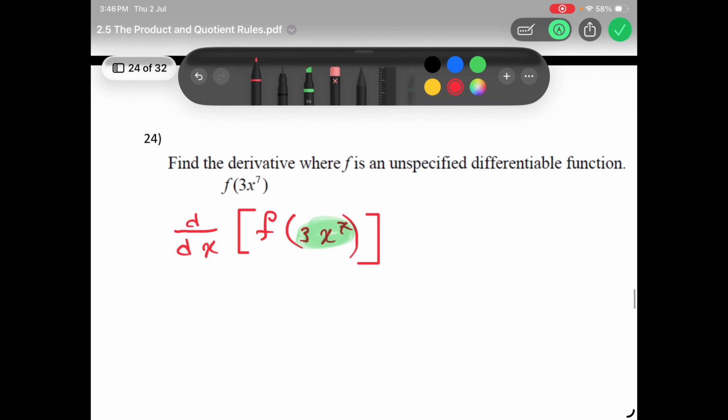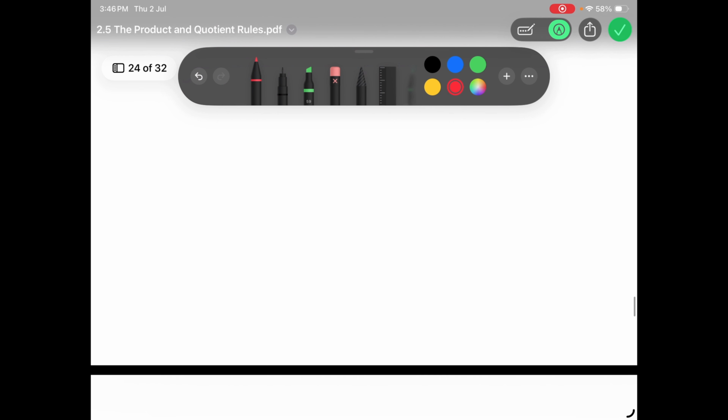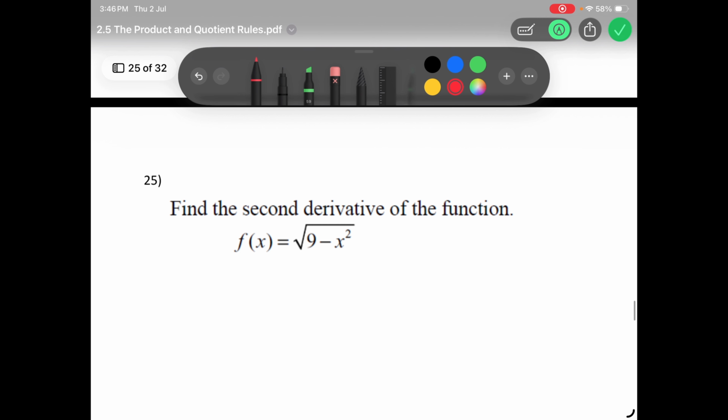Equals, if I start by differentiating the inside function, it will be 21x to the power of 6, then f prime of this guy, 3x to the 7. That's it. We can't go any further. Okay, look at this here, guys. Find the second derivative of this function.